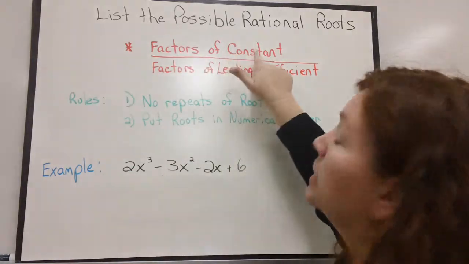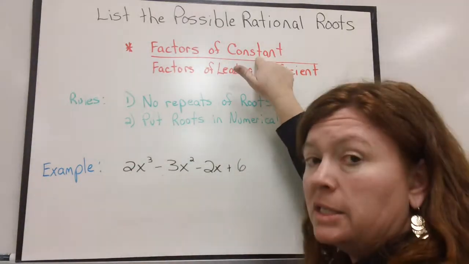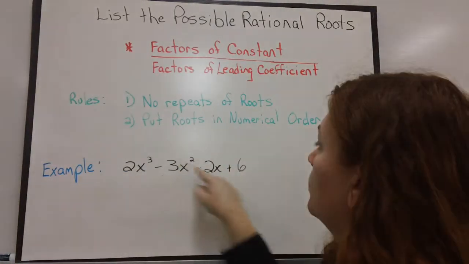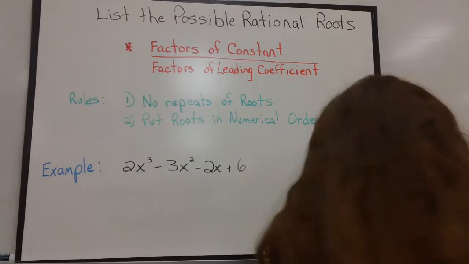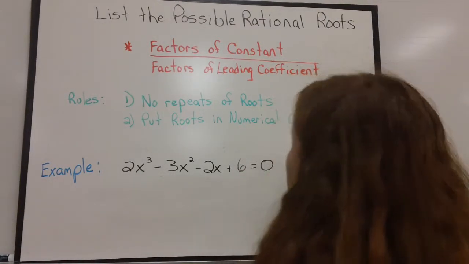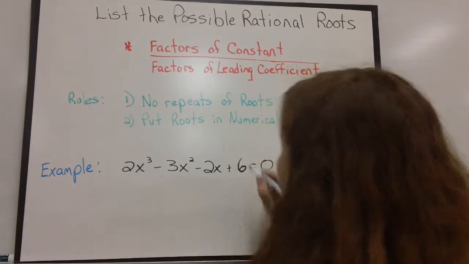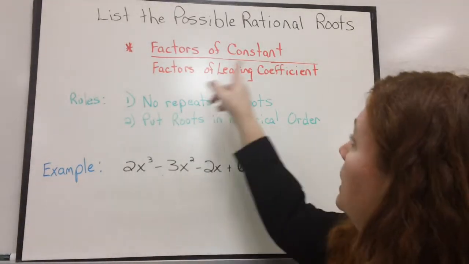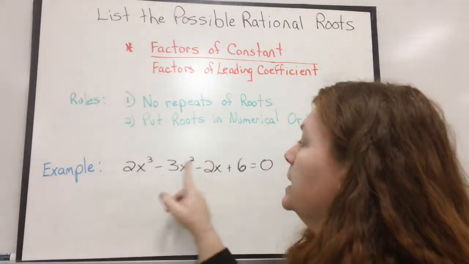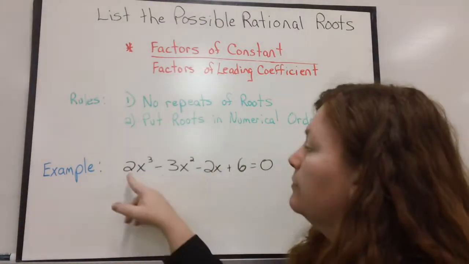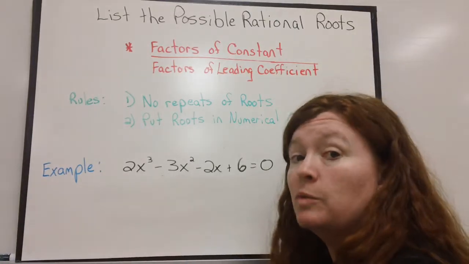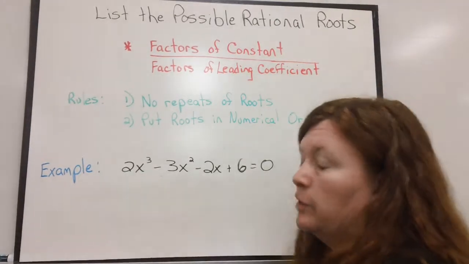It is the factors of the constant. What is the constant? The constant term is the number that has no variable. So for example, right over here, it would be a 6. And this should say equals 0. Okay, so I want the factors of 6 divided by the factors of the leading coefficient. The leading coefficient is the number in front of the highest degree term. And if they're written in order, it's the very first one.